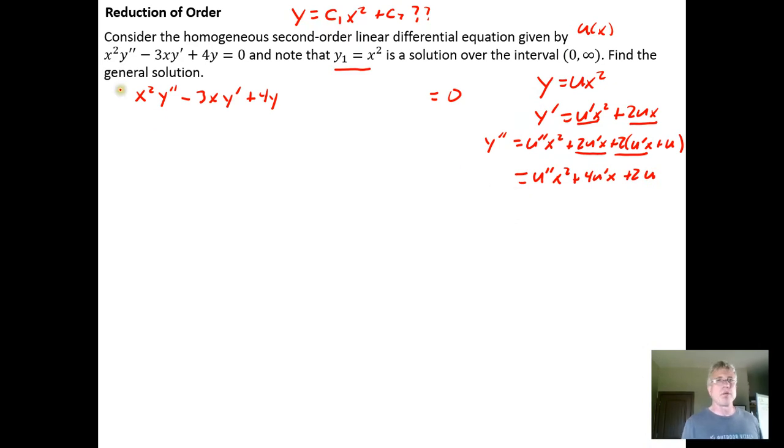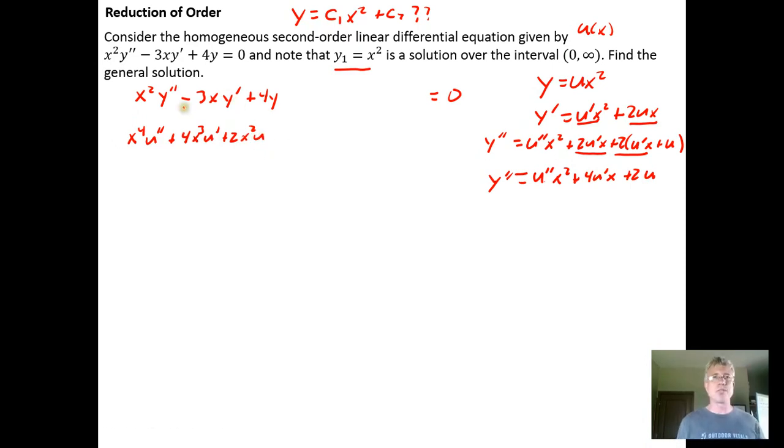And then it's actually helpful to write these with the x in front, but we'll do that in the next step. So what we're going to do is substitute in our y double prime, our y prime, and our y into the equation, and it needs to equal 0. So we're going to substitute y double prime in here. So we're going to get x squared times u double prime x squared, which is x to the 4th times u double prime, plus x squared times 4u prime x is 4x cubed u prime, plus x squared times 2u is just 2x squared u.